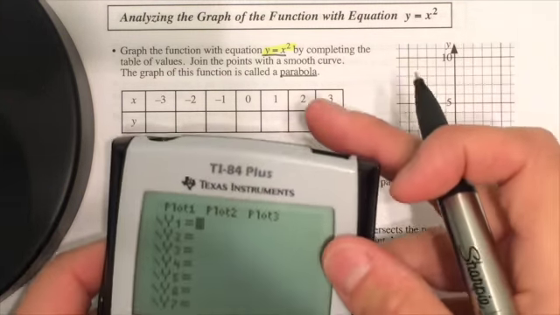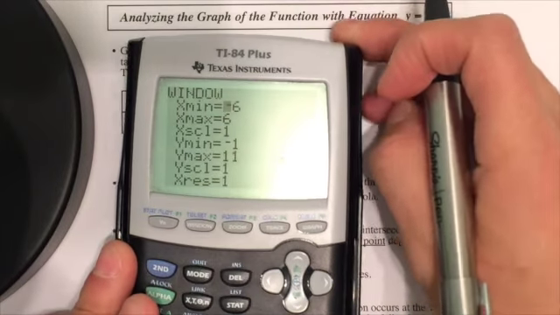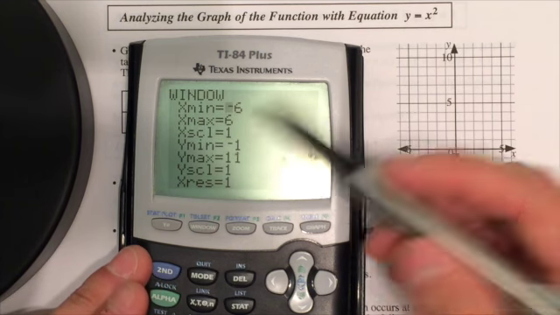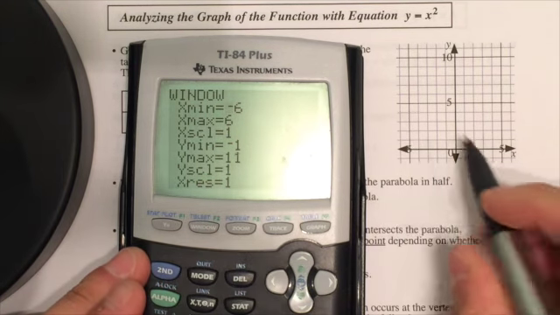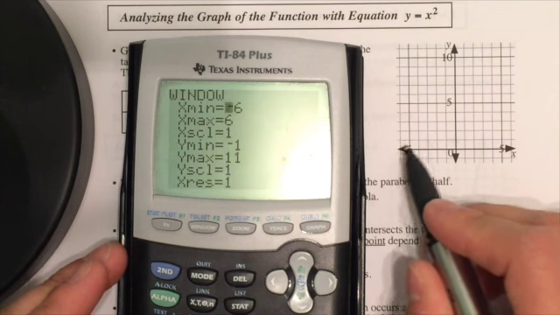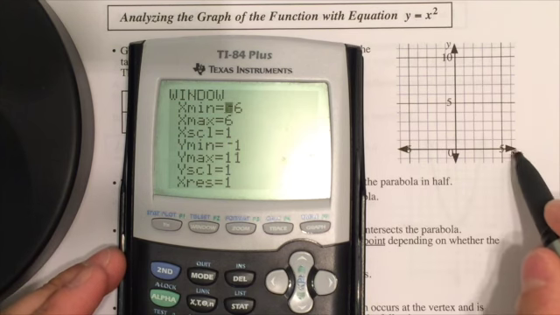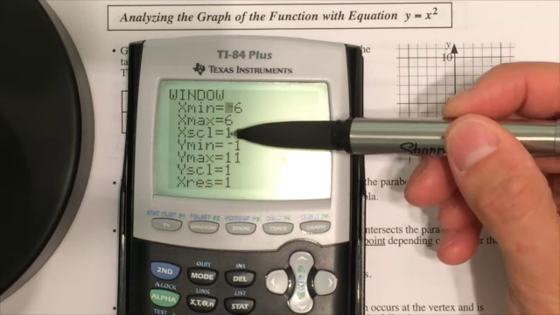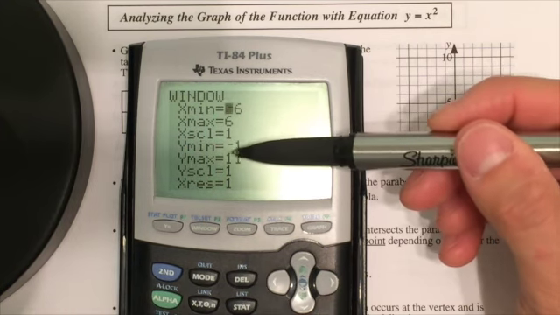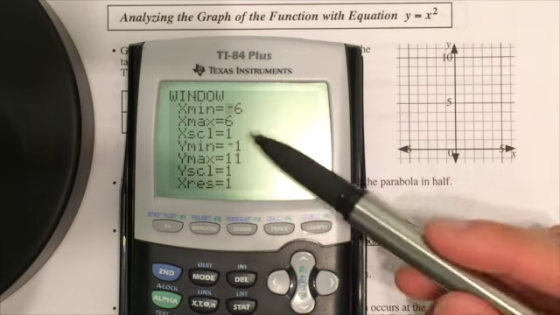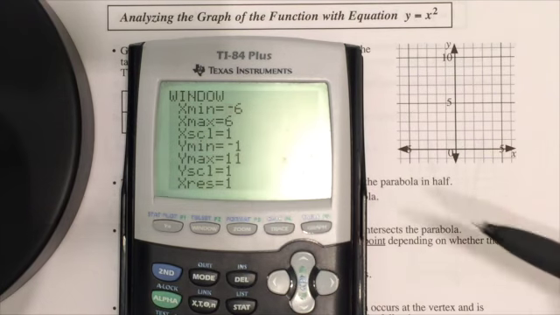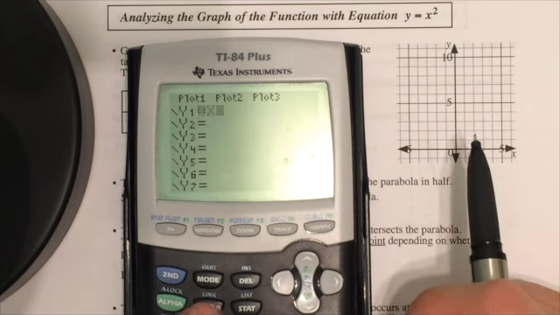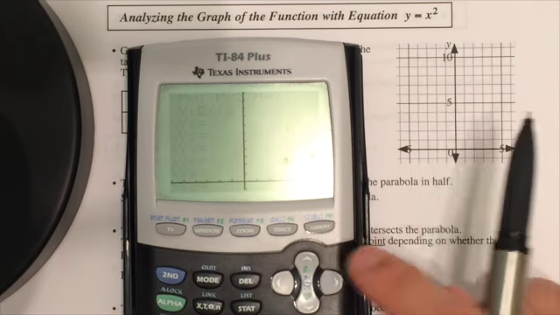I've already preset these window settings. I have an x min of -6, because if I look at this graph, it doesn't go past 5, so I just set it to -6 and positive 6. My scale is going to remain the same, just a scale of 1, but my y min and y max values I set at -1 and 11, because I know if I graph x², it's not going to go past those points.